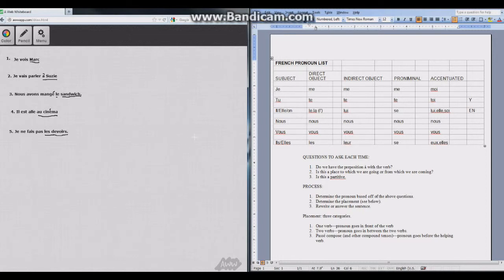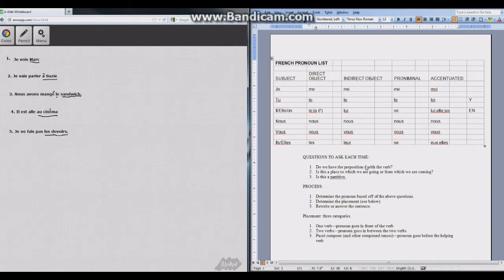So we're going to go through our questions that we're going to ask each time. Do we see the preposition à with this verb? Is it in here anywhere? No. Alright. Is this a place to which we are going or from which we are coming? No. Mark is not a place. It's a person. Is this a partitive? No. So that rules out these two. I know it's not stressed because it's not at the beginning or end of the sentence. I know it's not pronominal.